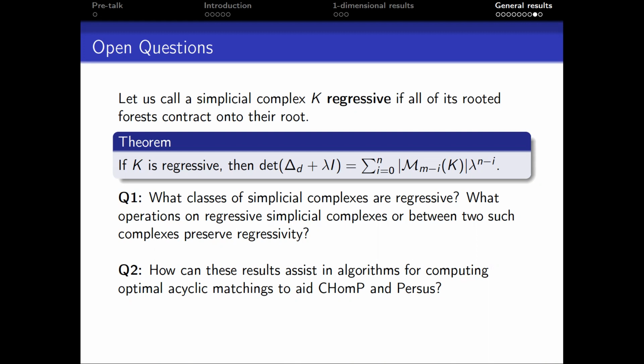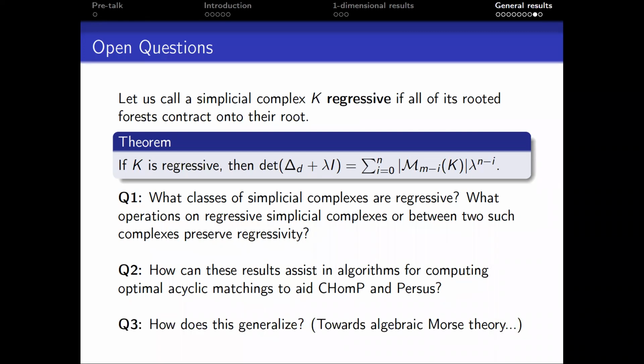I would trust someone. Yes, actually, this came from a talk. Someone was asking whether you could use this to make more efficient computations. But again, I'm not familiar with the algorithms to compute optimal matchings.